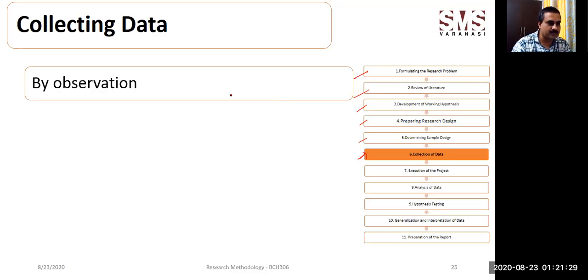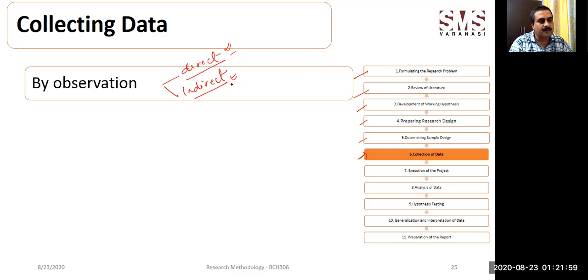The first one is by observation, and in observation there are two ways. One, direct observation, and another one is indirect observation. Direct observation means the researcher is going to be part of that group which is expected to be observed. Like for a class, if your CR is observing by becoming part of that group, that particular observation is going to be called direct observation.